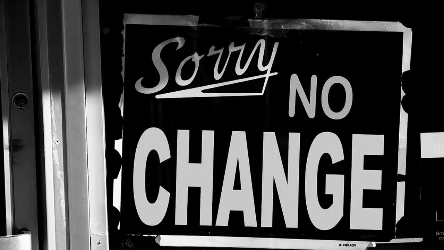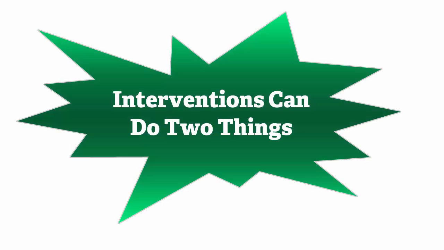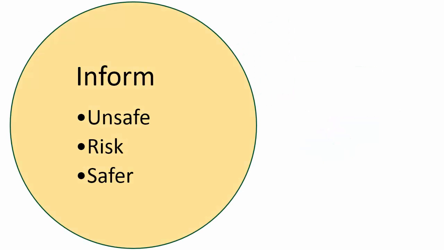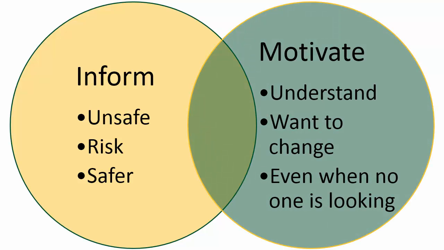A good intervention stops an unsafe act. A great intervention changes an unsafe behavior long term. We hope that an intervention does 2 things. It informs us of what is unsafe, the risk, and the safer way. But we also hope that an intervention, when done respectfully and properly, can motivate the worker to want to work better and safer. Conversations can motivate long-term behavior change.